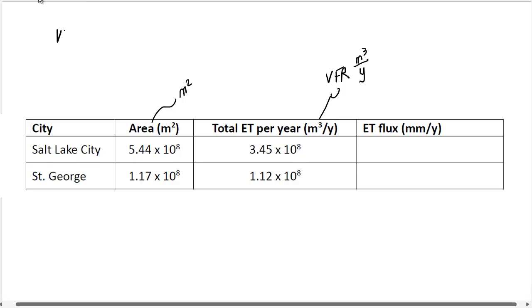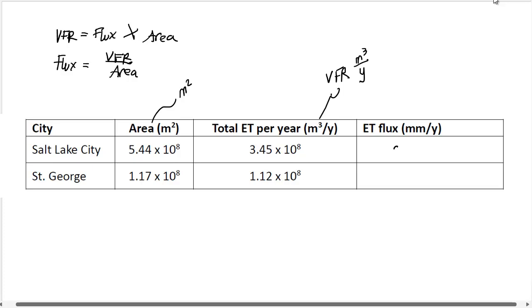So remember, the volumetric flow rate is equal to the flux times the area. So the flux will have to equal, just rearranging that equation, the volumetric flow rate divided by the area. And we are given both of those using the same unit of length cubed and length squared in meters. So all we need to do is divide the volumetric flow rate in the second column by the area in the first column. And if I do that, I get the following.